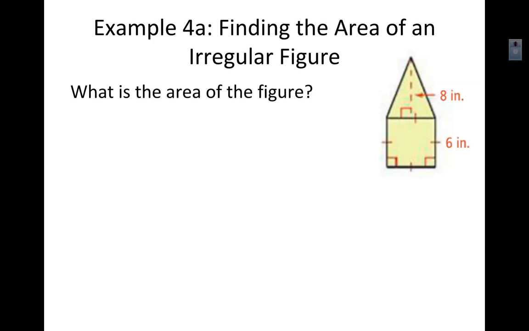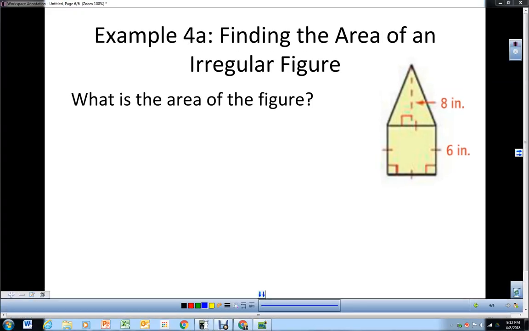Alright, finding the area of an irregular figure. What is the area of the figure below? Now, irregular shapes are shapes that we don't have a formula for, but we can break them apart into shapes that we do know formulas for. In this case, it looks like we have a square and a triangle. We know how to find the area of both. The first one is the area of the square, which is side squared, or base times height. We also have the area of the triangle. A triangle is 1/2 base times height. Now the base and the height can be different for each problem.